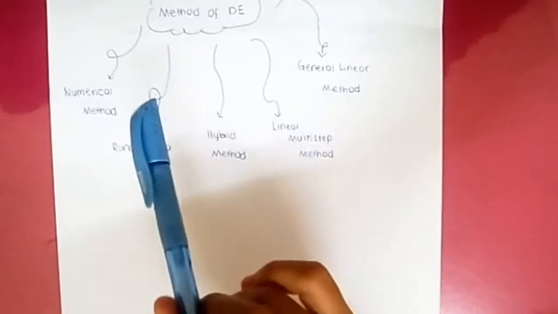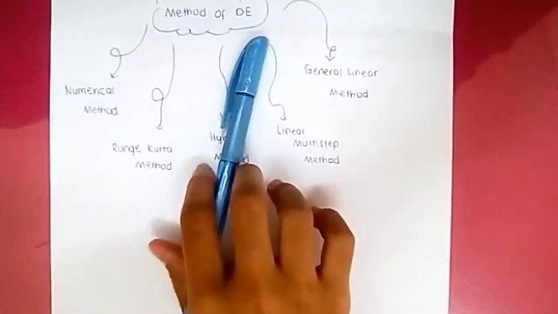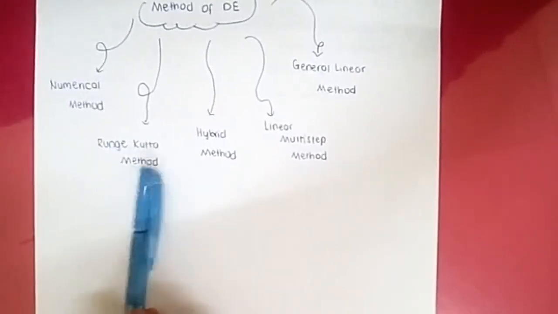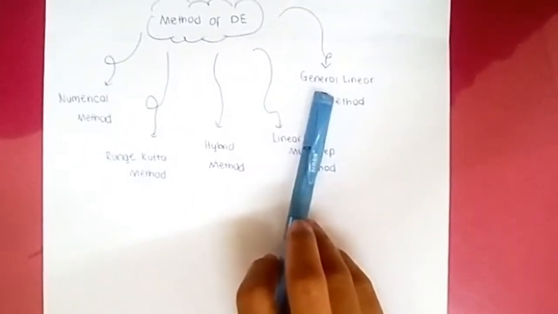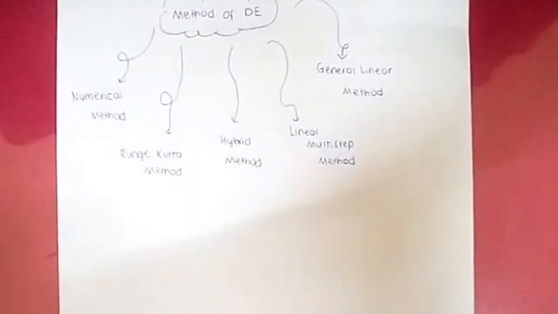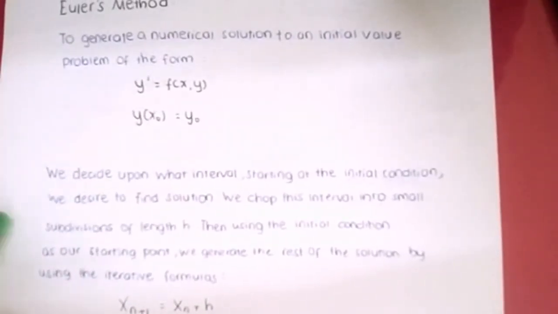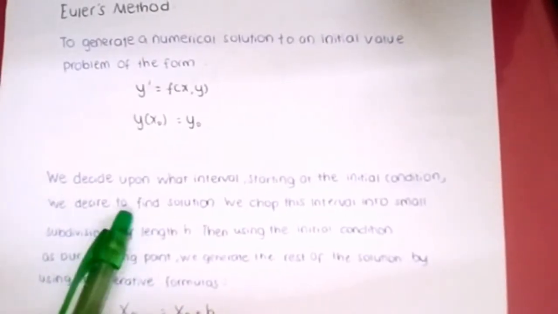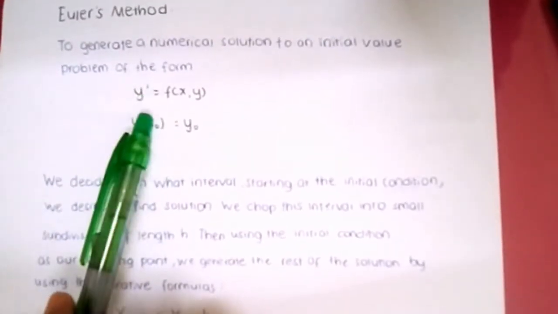And there are a few methods in solving differential equation. First is numerical method, and then Runge-Kutta method, hybrid method, linear multistep method, and next is general linear method. As we discussed before, there is a method of using numerical method, and in this video we will talk about Euler method, which is also under numerical method.